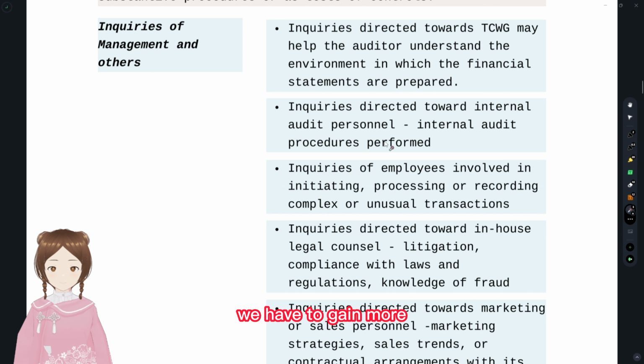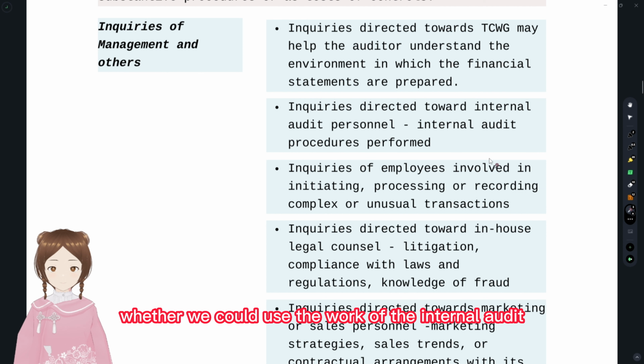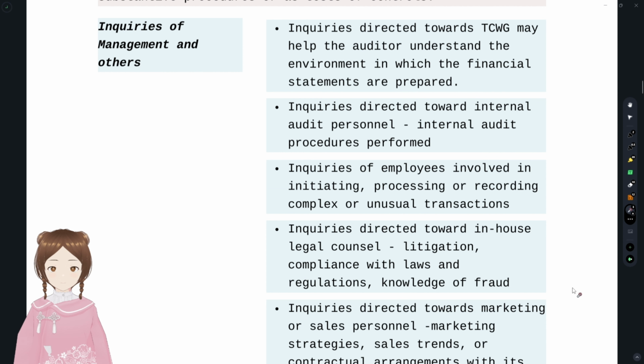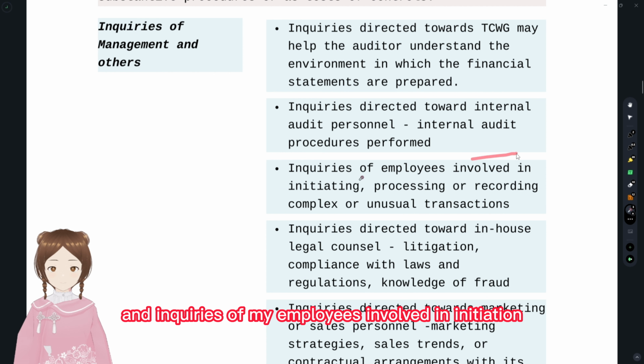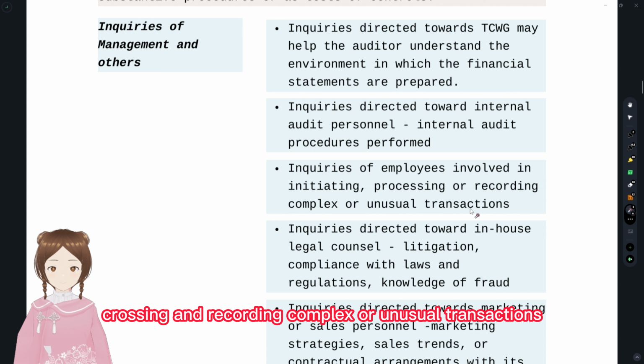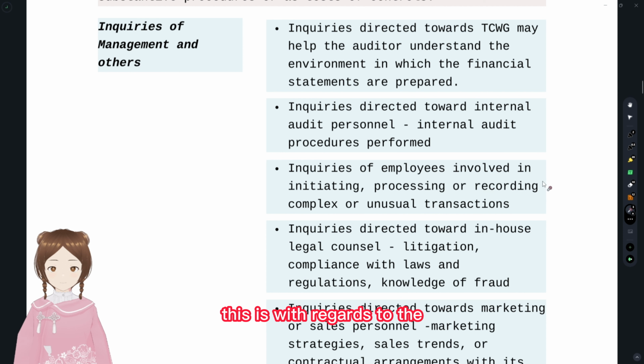We have to gain more information with regards to internal audit procedures that were performed, whether we could use the work of the internal audit, or how we rely on the internal audit reports, etc. And inquiries of employees involved in initiation, processing, and recording complex or unusual transactions. This is with regards to the financial statements, right? Financial statements.